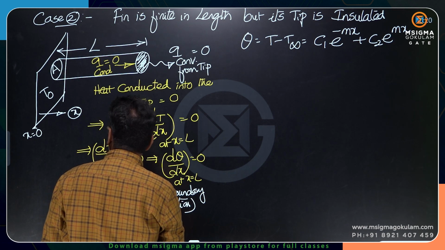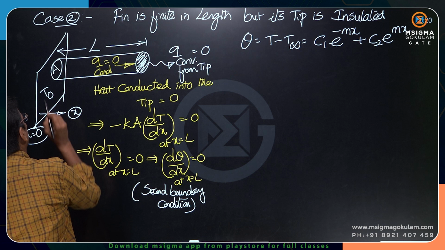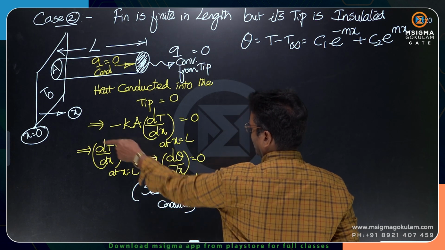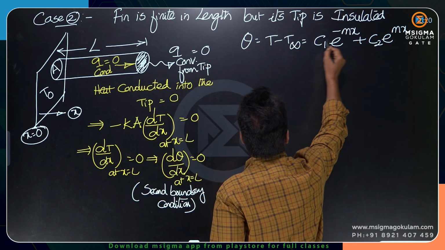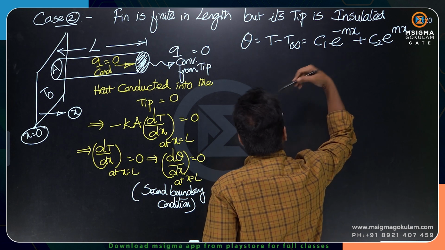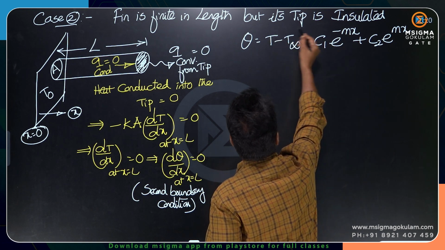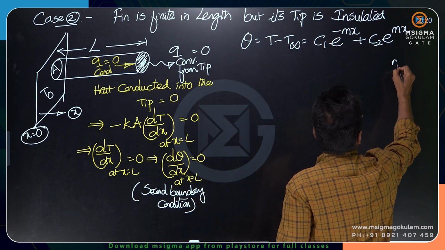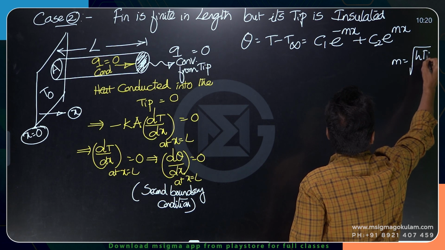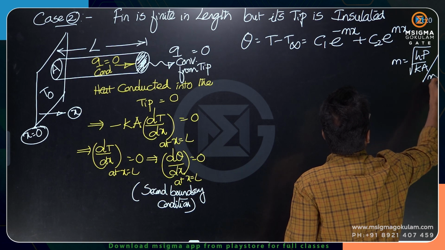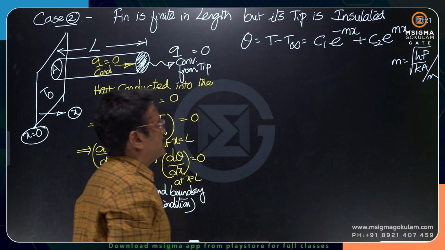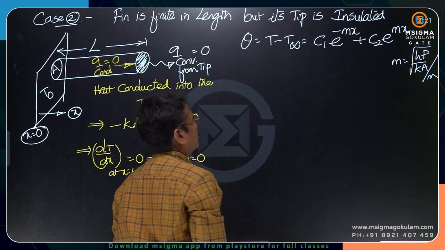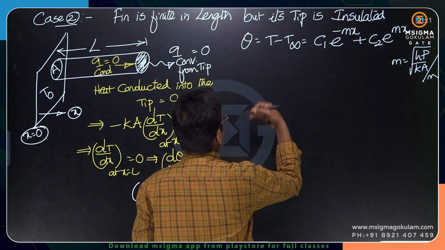One boundary condition you are getting from the figure: at x is equal to 0, T is equal to T naught. This is the second boundary condition. From these two boundary conditions, we can obtain the two constants of integration C1 and C2. Once we obtain C1 and C2, we know the temperature as a function of x. m is root of hP by kA, as we already know. That function I am giving here.